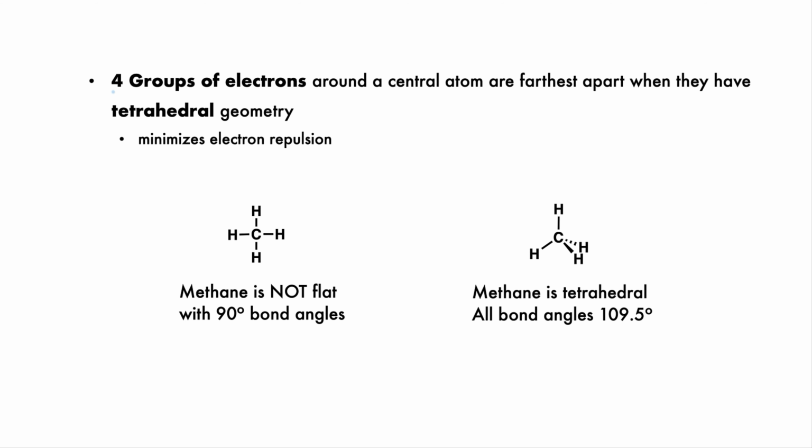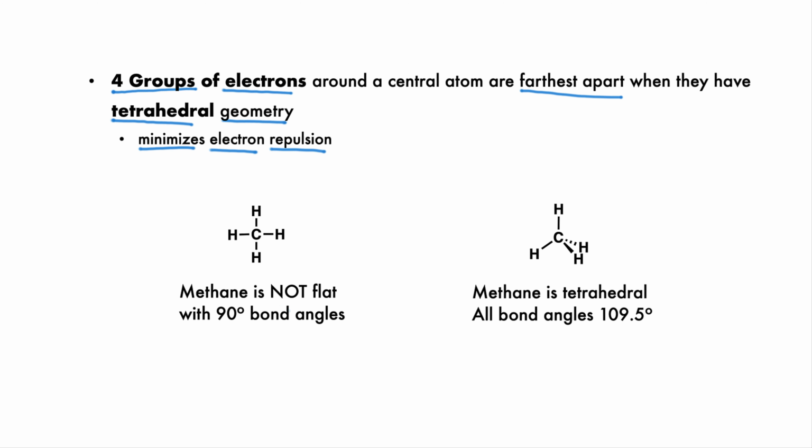First, we'll talk about tetrahedral geometry. An atom with 4 groups of electrons will have a tetrahedral arrangement. Geometrically, 4 groups are always farthest apart from a central point when they are in a tetrahedron. This arrangement minimizes electron repulsion.